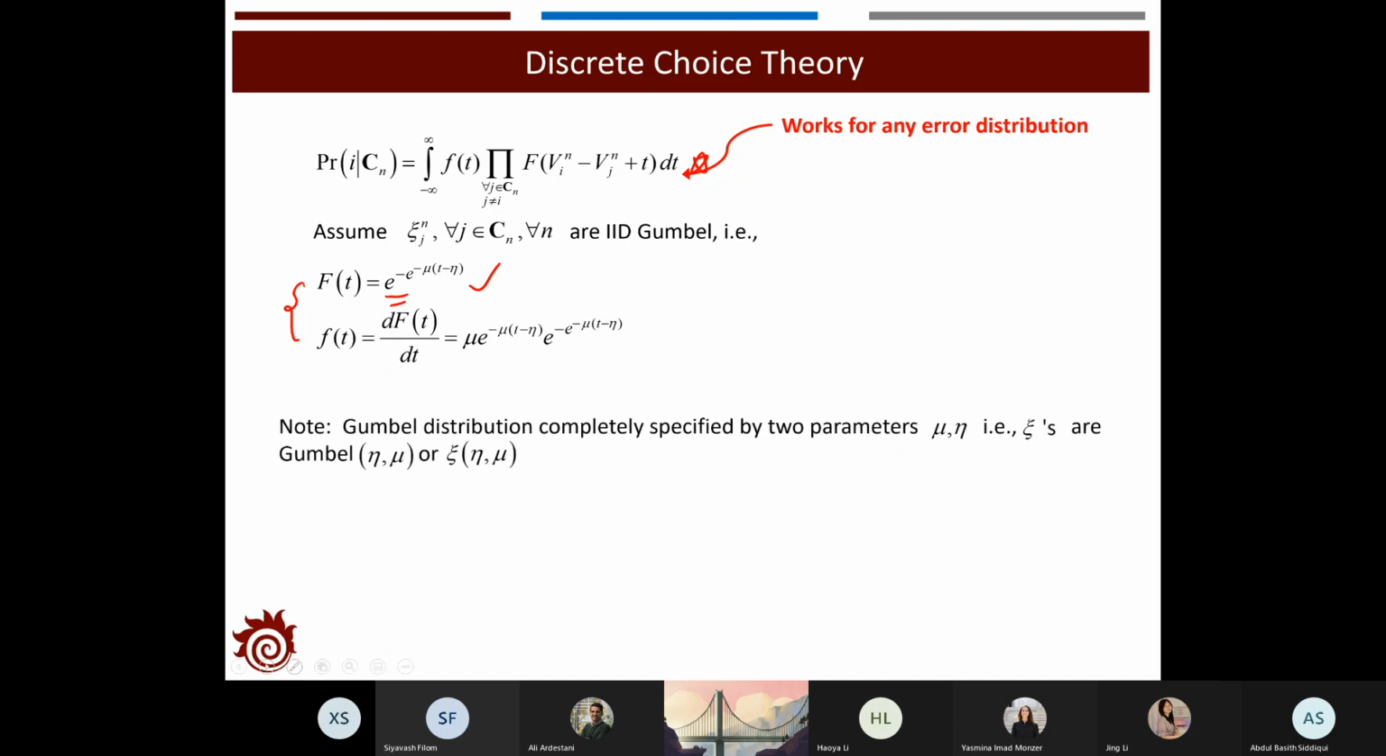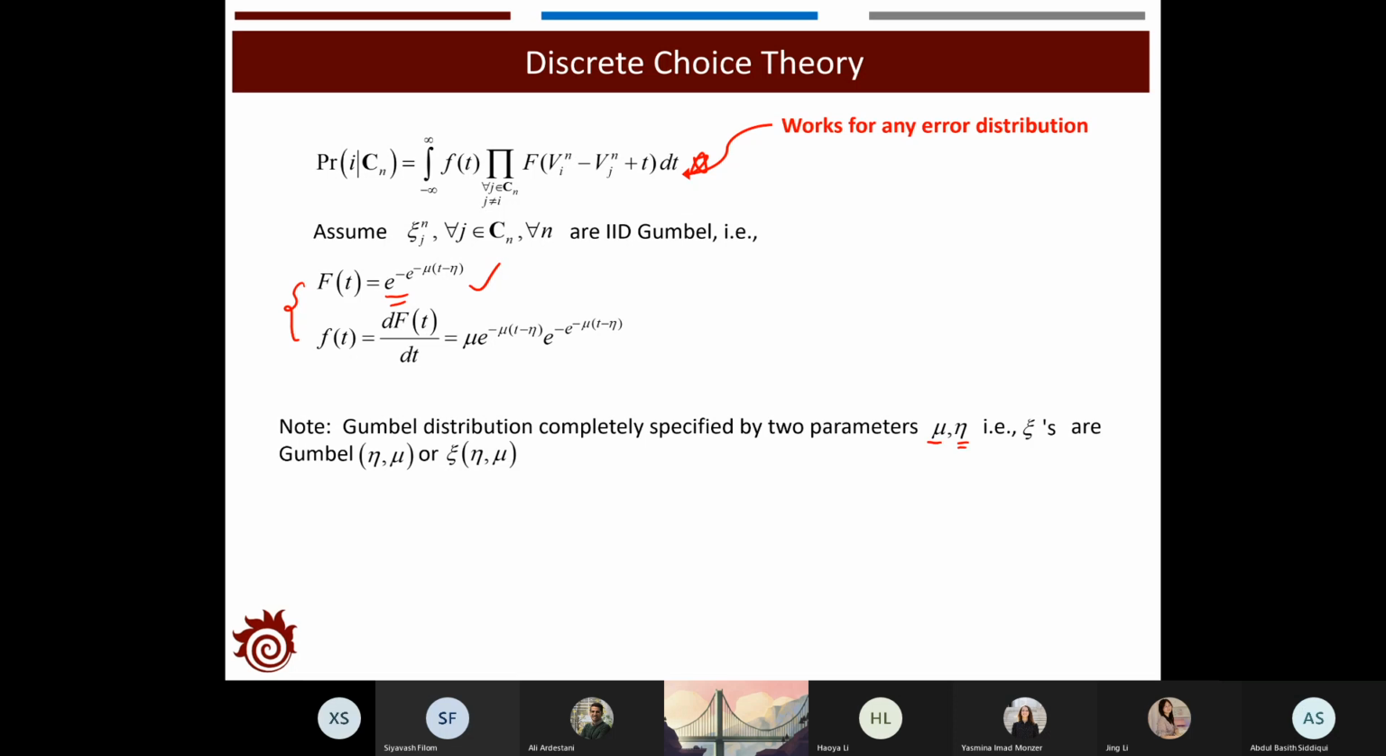So the Gumbel distribution actually has two parameters: mu and eta. The mu is applied to represent the mean value. Eta is another factor that determines the shape of the Gumbel distribution.